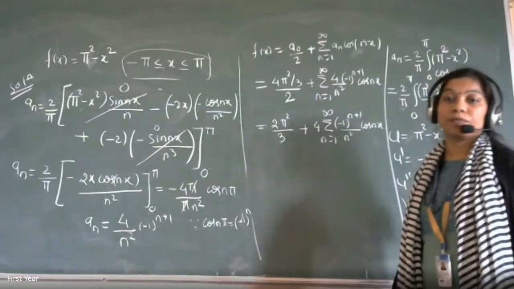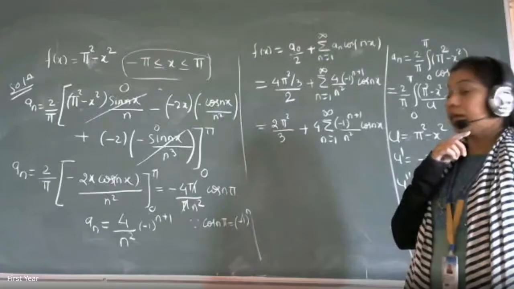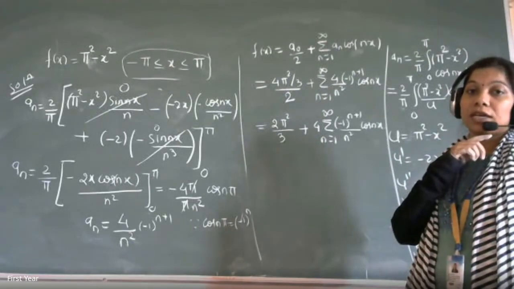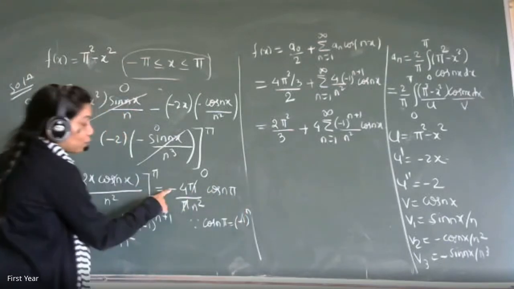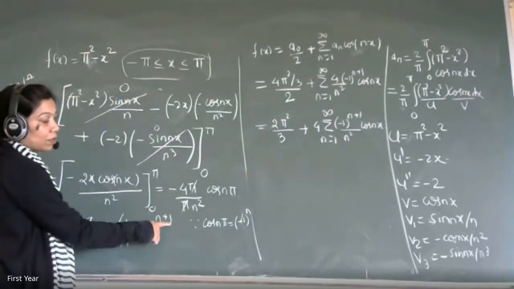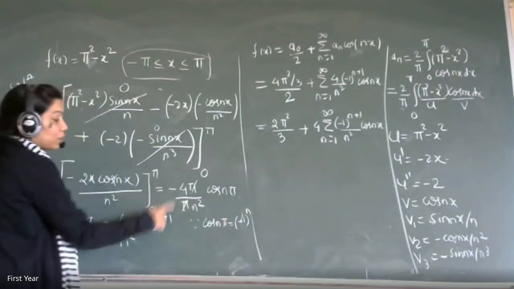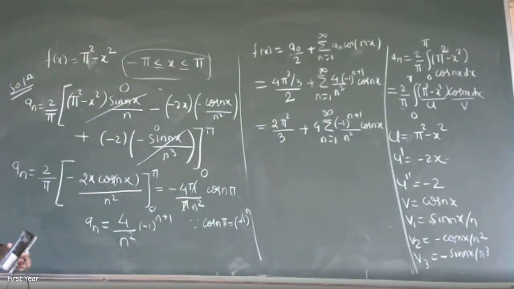Then, ma'am, in the second last step we got minus 4 pi, then how did the minus sign become minus 1 raised to n plus 1? How it came n plus 1 you are asking, no? In the second last step, when we find an, we got minus 4. This was minus 4. Cos n pi was minus 1 raised to n. So one more negative sign we got. So I got n plus 1. Here n and this plus 1. So n plus 1. Is this okay now, Sanjana? Yes ma'am, thank you. Okay.